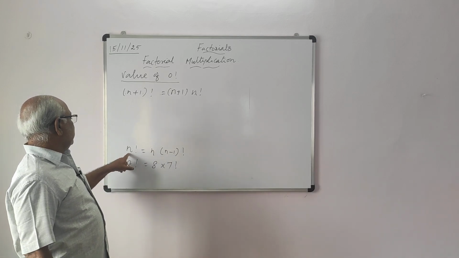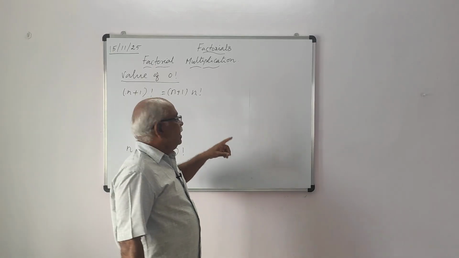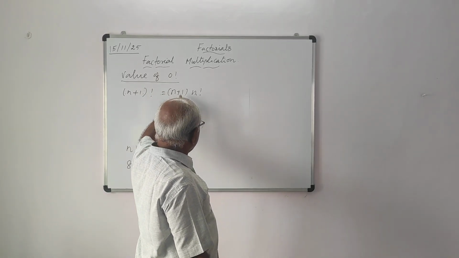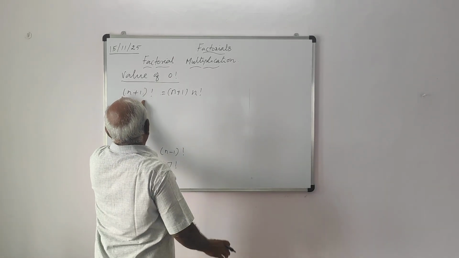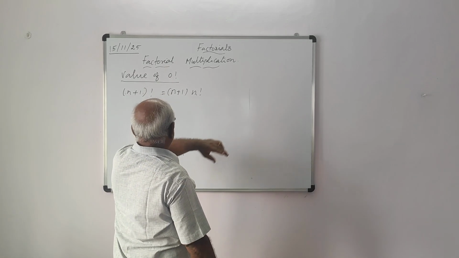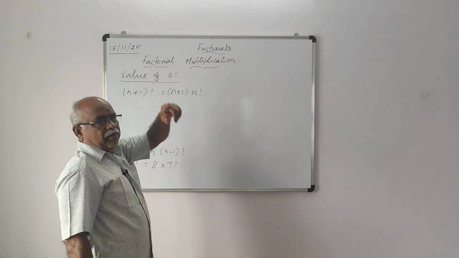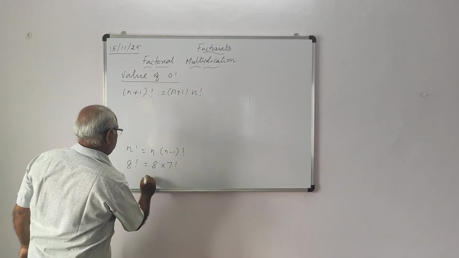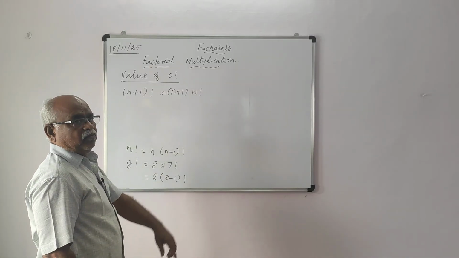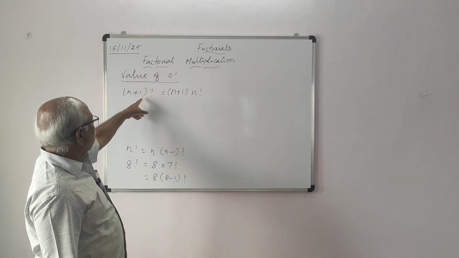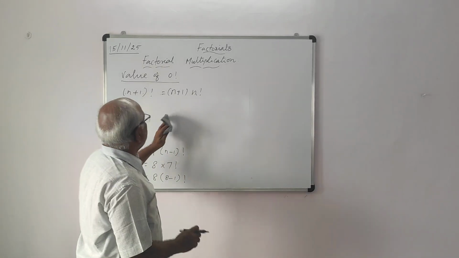The same idea: n factorial is the first number n into the remaining n minus 1 factorial. Similarly, n plus 1 factorial is the first number n plus 1 into the remaining up to n factorial. In this expression, n plus 1 factorial is n plus 1 into n factorial. For example, 8 factorial is 8 into 7 factorial, that is 8 into 8 minus 1 factorial. Like that, n plus 1 factorial is n plus 1 into the remaining n factorial.